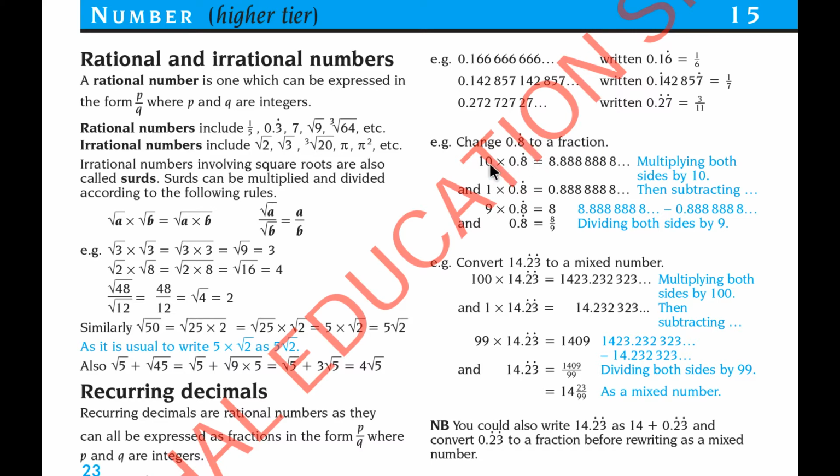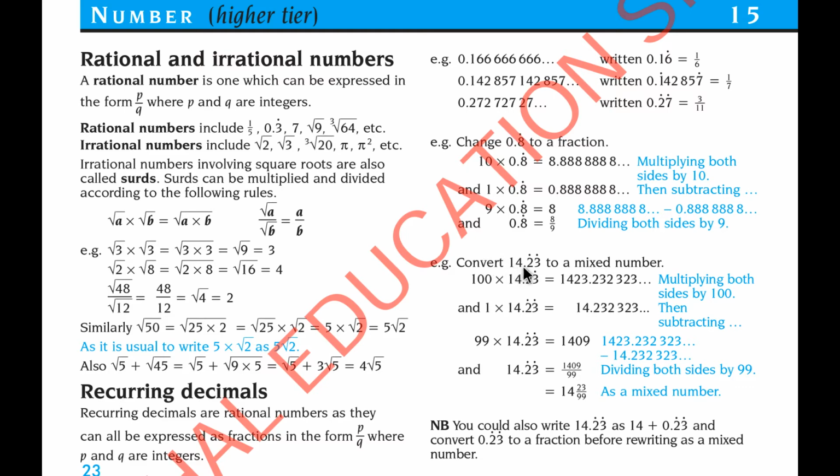What you should do is multiply it by 10. So you get 8.8 recurring. Then you write again 1 times 0.8, then you get 0.8 recurring. Then subtract. When you subtract you get 9 times 0.8 recurring, because 10 minus 1, and on the right just 8 only. So the decimal parts cancel off. So 9 times 0.8 recurring equals 8. Then divide both sides by 9. 0.8 recurring equals 8 over 9. Understood? So I'll show you another one.